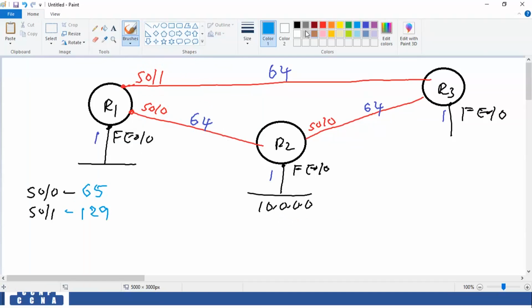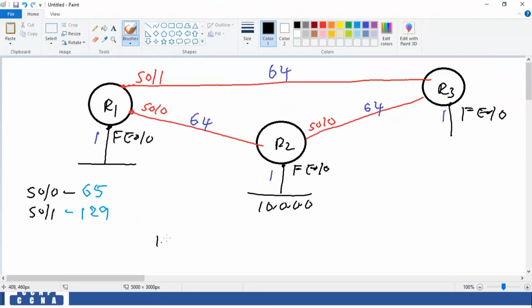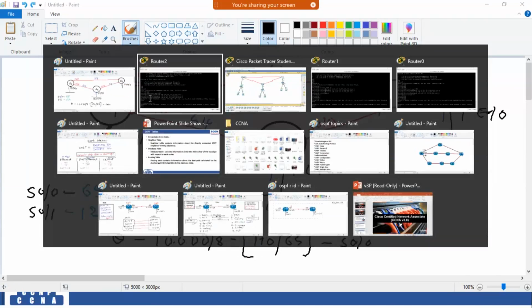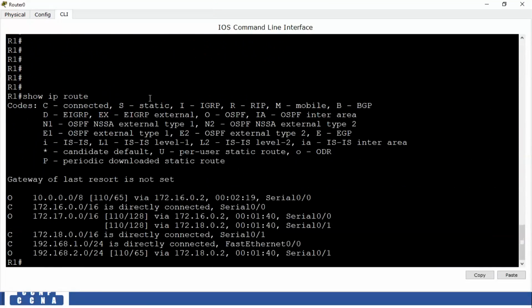So now OSPF will choose the best path, via S0/0 or S0/1? S0/0. We can see in the routing table that the 10 dot network is updated with an O route, meaning OSPF. In brackets, administrative distance is 110 and the cost is 65, via S0/0. Let us check in R1: show ip route. The 10 dot network, O route, 110 by 65, exit is 0/0.